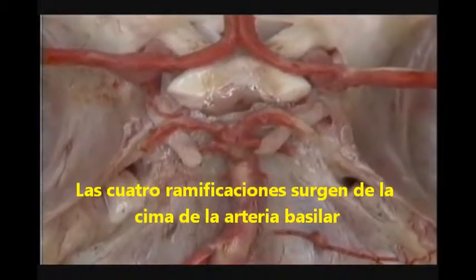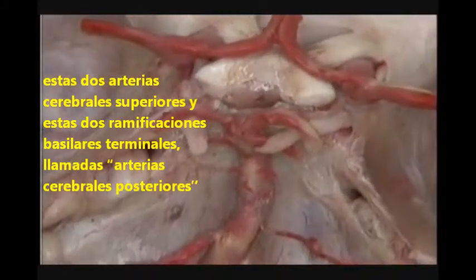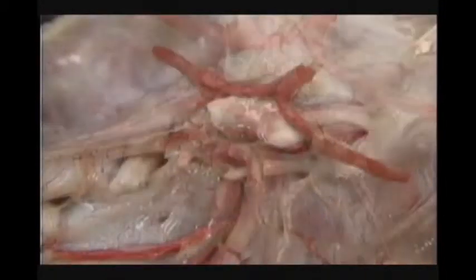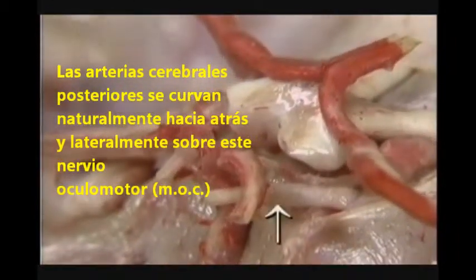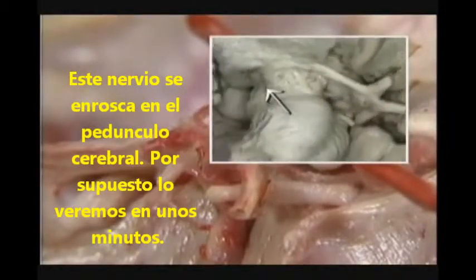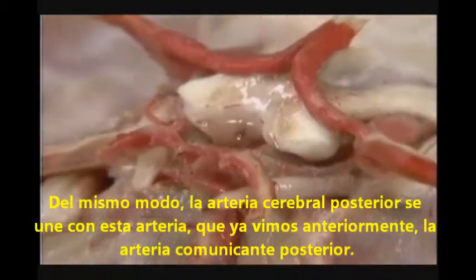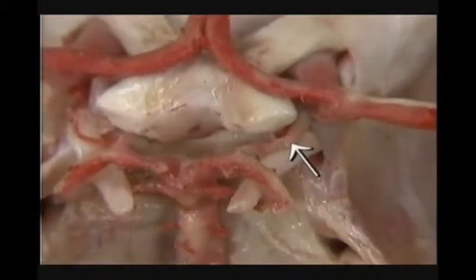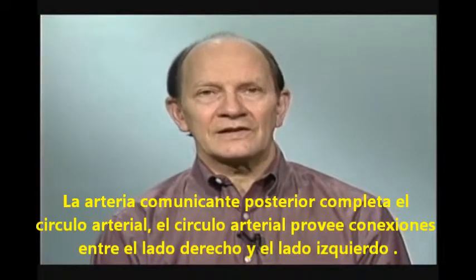Four branches arise from the top of the basilar artery, these two superior cerebellar arteries, and the two terminal branches of the basilar, the posterior cerebral arteries. The posterior cerebral artery curves backwards and laterally above this nerve, the oculomotor. It curls around the cerebral peduncle. We'll look at its course in a few minutes. Just as it turns, the posterior cerebral artery is joined by this small artery that we've seen already, the posterior communicating artery. The posterior communicating artery completes the arterial circle.